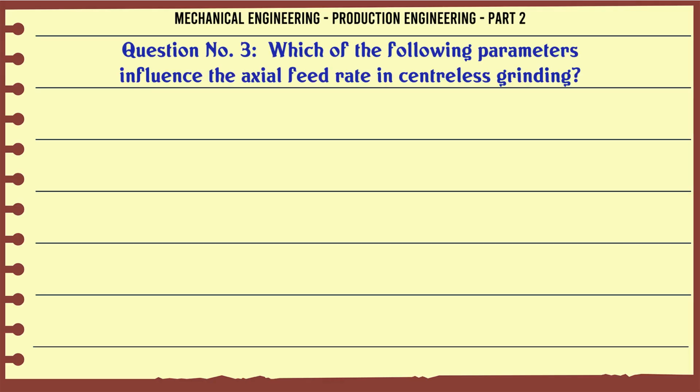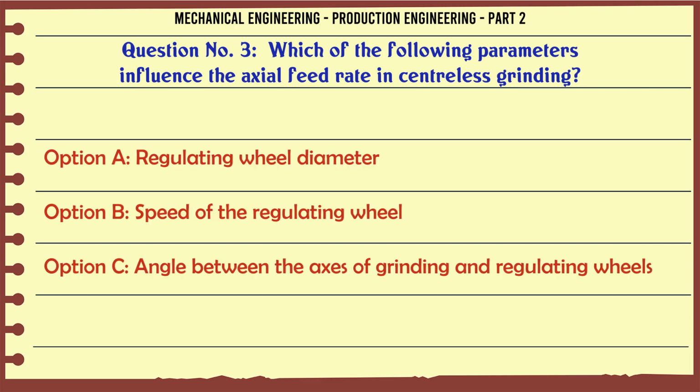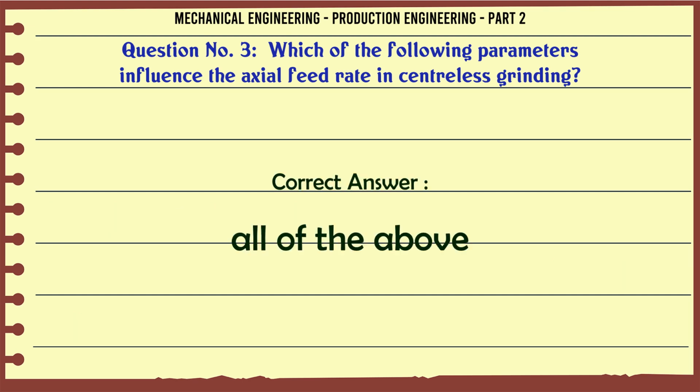Which of the following parameters influence the axial feed rate in centreless grinding? A. Regulating wheel diameter. B. Speed of the regulating wheel. C. Angle between the axis of grinding and regulating wheels. D. All of the above. The correct answer is all of the above.